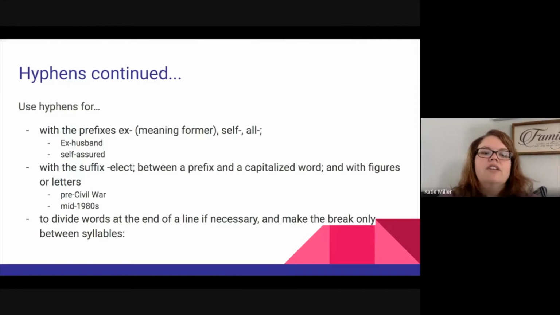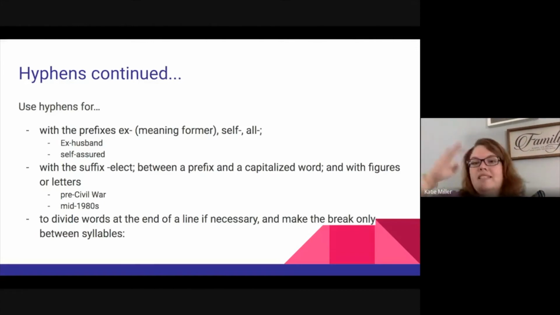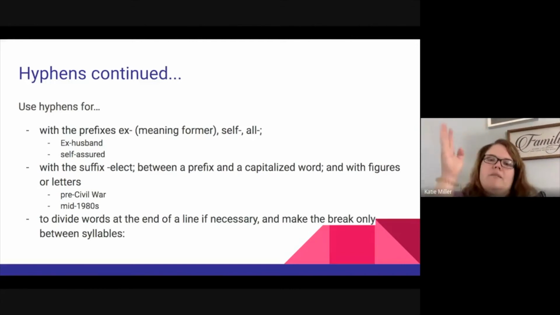Okay. You're also going to use it to divide words at the end of the line if necessary. And that's to make a break in between syllables only. So it has to be between syllables. It can't just be anywhere randomly in the word. And you're not really going to do this with your academic writing, but this is when you see in a book where you run a word and half of the word is cut off and it ends at the end of the page with a hyphen.